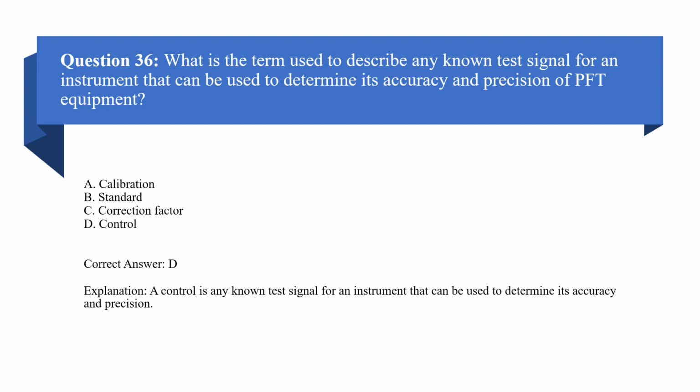Let's look at why. A control is any known test signal or known value for an instrument that can be used to determine its accuracy and precision. So it's a known value, and when you run the test using the control, there's a certain tolerance that's allowed, but extreme deviations would indicate that the precision and the accuracy are not within alignment, and that the validity of the tests produced using that equipment would be in question, would actually be invalid.